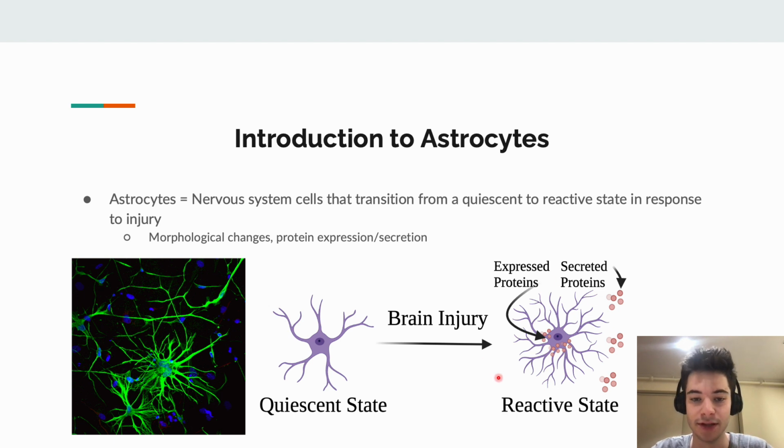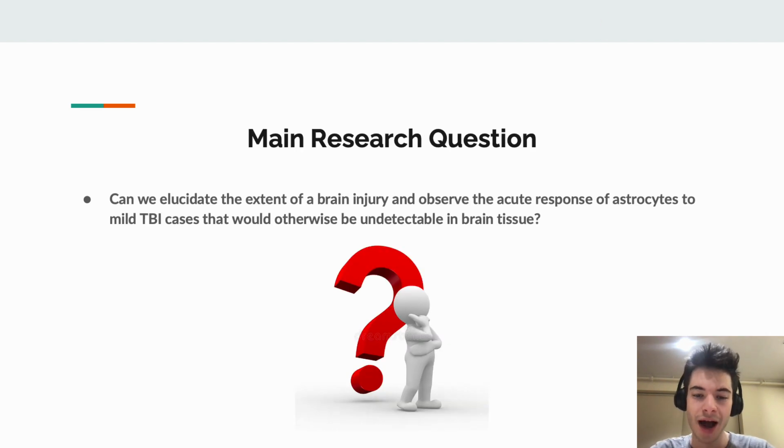We want to see if we're able to see these morphological changes and see these proteins that are expressed and secreted. So as I alluded to before, the main research question that I'm looking into is: can we elucidate the extent of a brain injury and observe the acute response of astrocytes to mild TBI cases that would otherwise be undetectable in brain tissue?